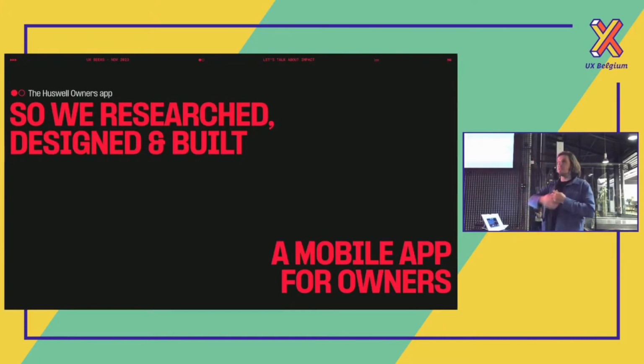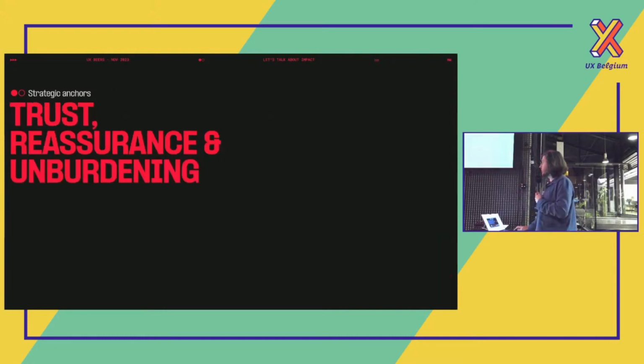And we did a process that we're all hugely familiar with. We did some research, we did some design, we built an app. It was a mobile app. It was meant for owners, so we could keep them up to date of everything going on. We're not going to go into depth about the process of researching and building, because that's not what this story is about. And what we tried to do with this app was focus on 3 strategic things: trust, reassurance, and unburdening. That's what we were trying to do for these people.